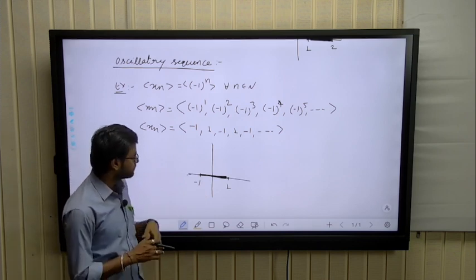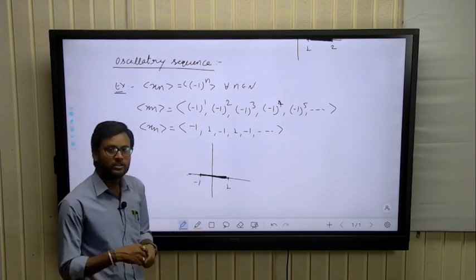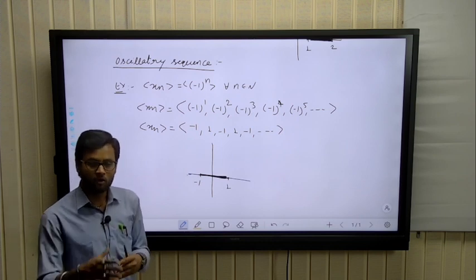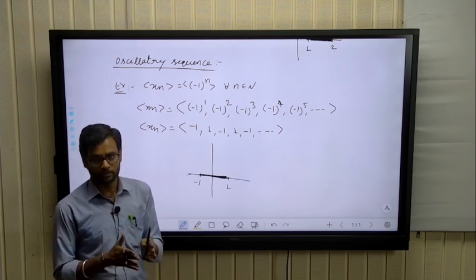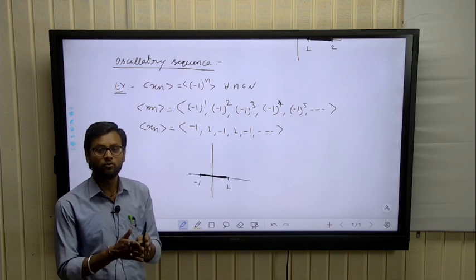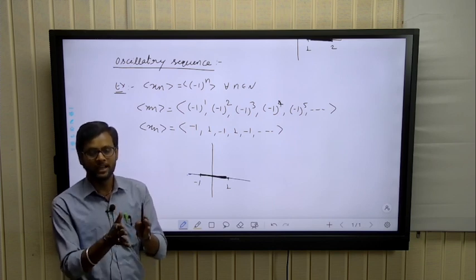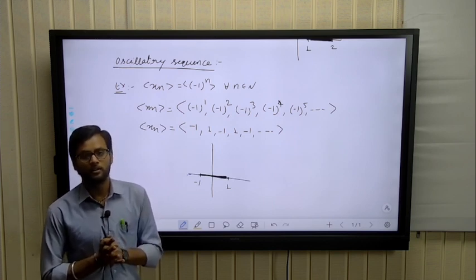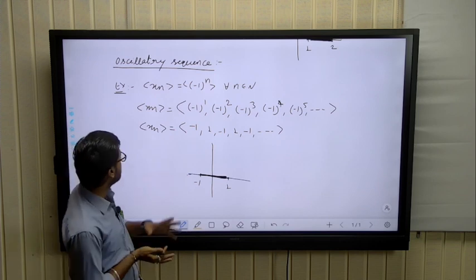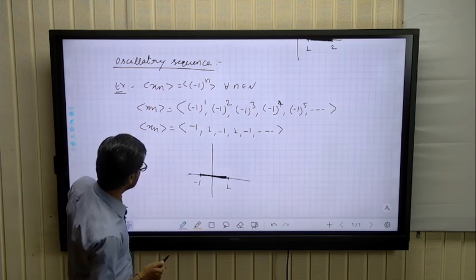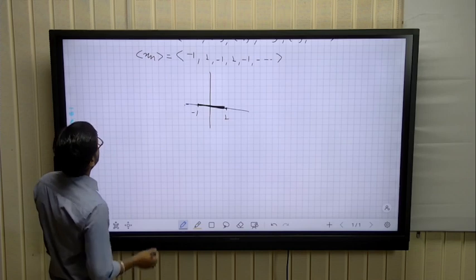So you notice that if the terms of a sequence lie between two numbers and repeat, oscillate between two numbers, that type of sequence is called an oscillatory sequence. Okay, I give another example of an oscillatory sequence.